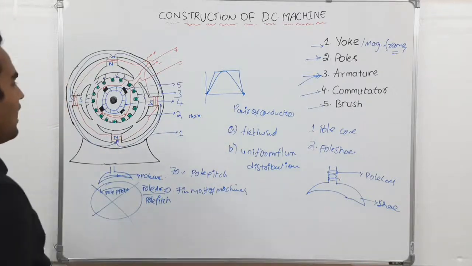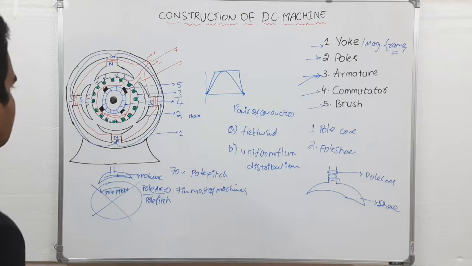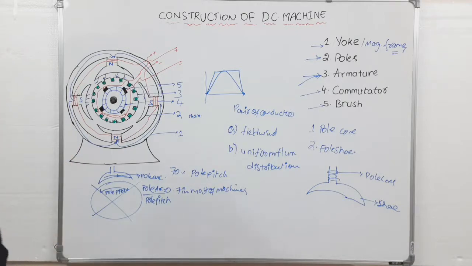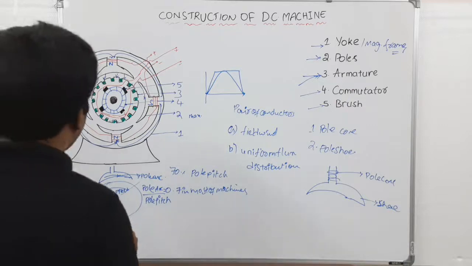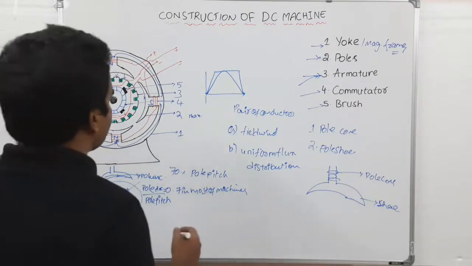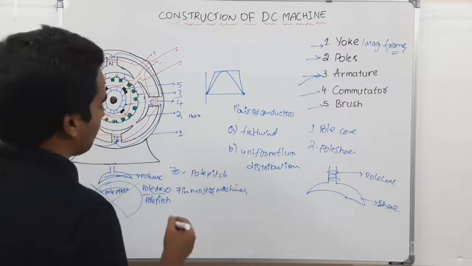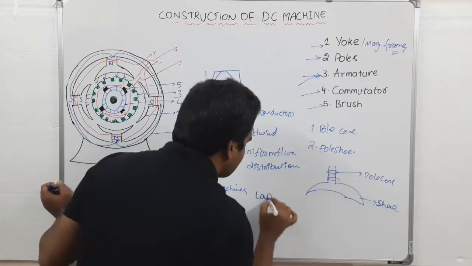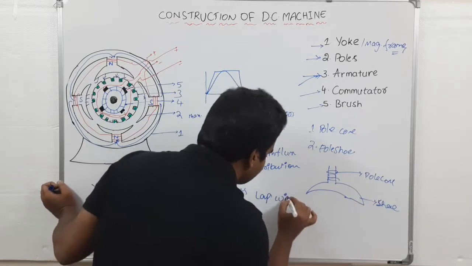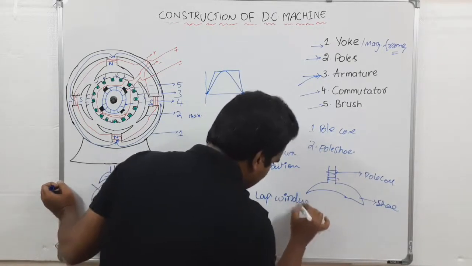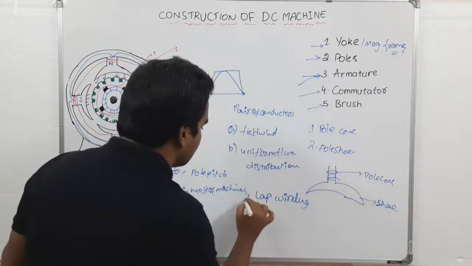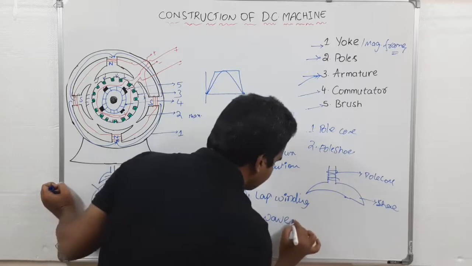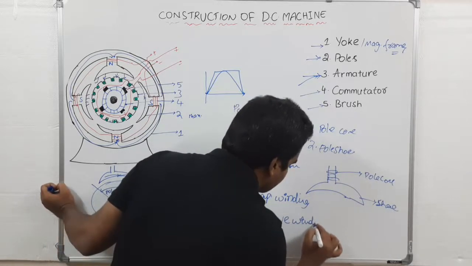The number of brushes is equal to the number of parallel paths in the winding. If it is lap winding, the number of parallel paths is equal to the number of poles. There are two types of winding in a DC machine. One is lap winding. These two are armature windings, and the second one is wave winding.